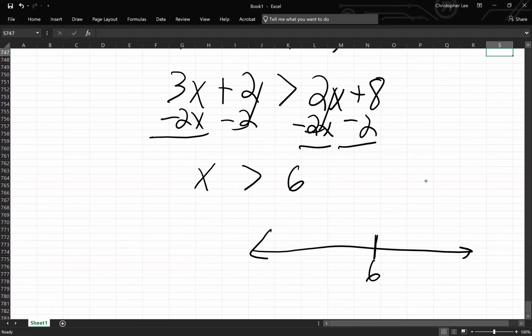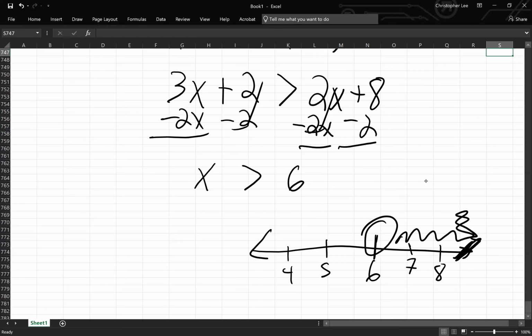X is greater than 6. And where am I going? Good. This way. And there's an open circle, this is a little left at the line.